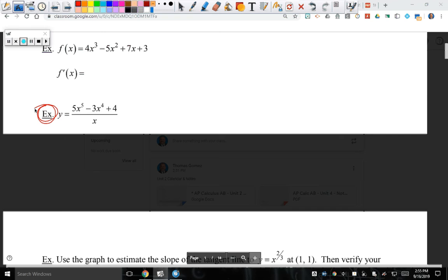So with what I have here, what do you suggest that I do algebraically manipulate? Omar. Divide all terms by x. Okay, he says divide all terms by x. Any other suggestions? Bring the x up to x to the negative 1. Bring the x up as x to the negative 1. Well, it's not one term. It's not constant. That's good thinking.